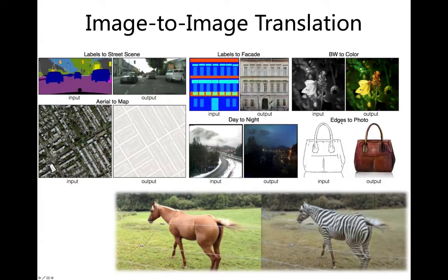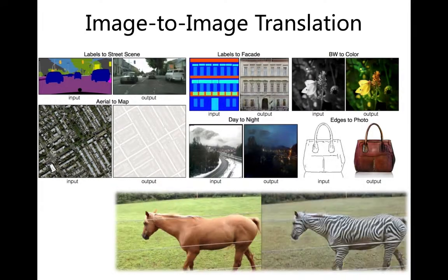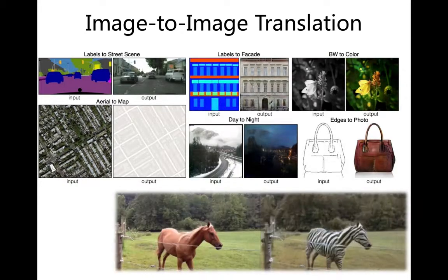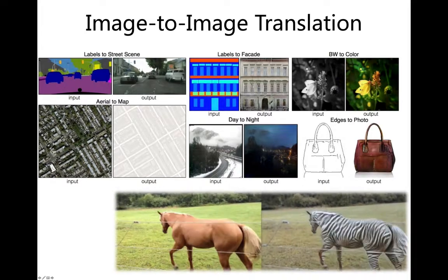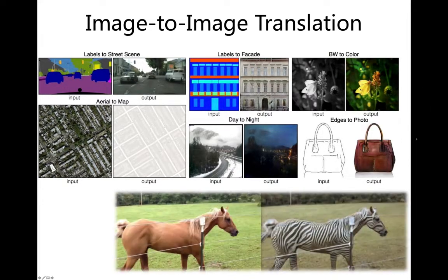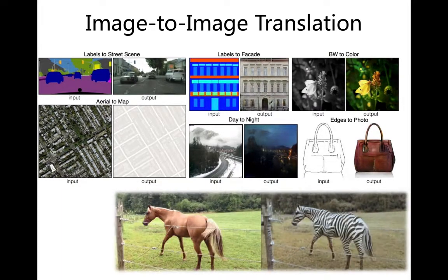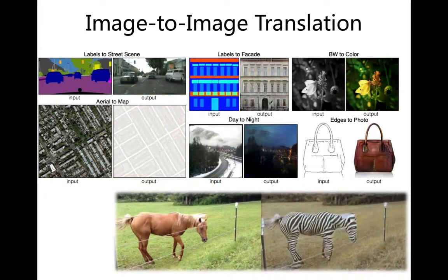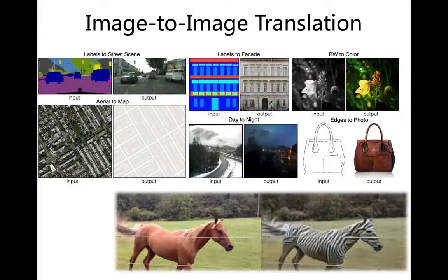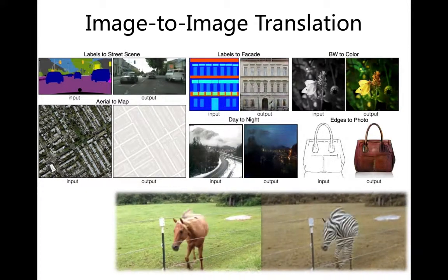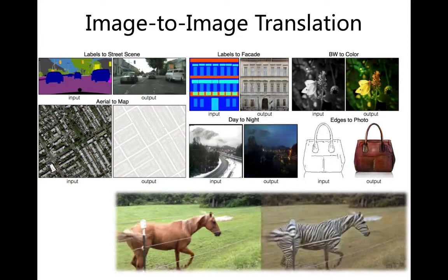Also, we can change the color. If you have a grayscale image, we can generate a color image from it. Can I show the pointer? Okay, there are some other styles we can transfer, for example, from edges to photo, from day to night, and from a horse to a zebra. You can see the animation here. You can do this in a video by transforming a horse to a zebra.